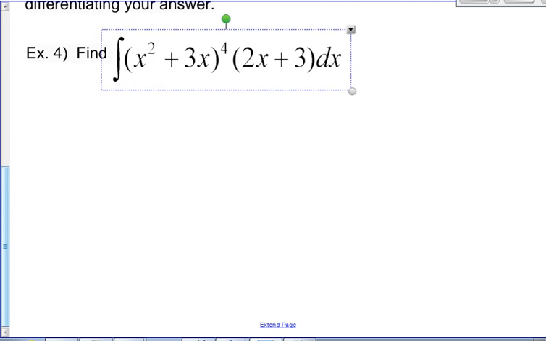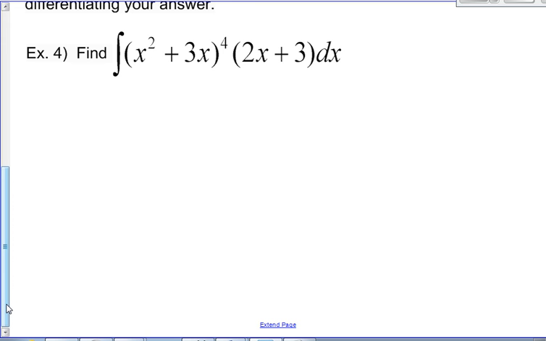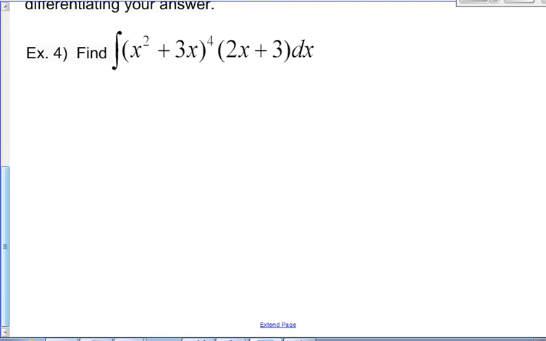I've got the integral of (x squared plus 3x) to the 4, and then I have a 2x plus 3. Now that looks really suspicious. The 2x plus 3 is the derivative of the x squared plus 3x. So here's how I'm going to set it up. I'll say let u equal x squared plus 3x. That's kind of the parent portion.